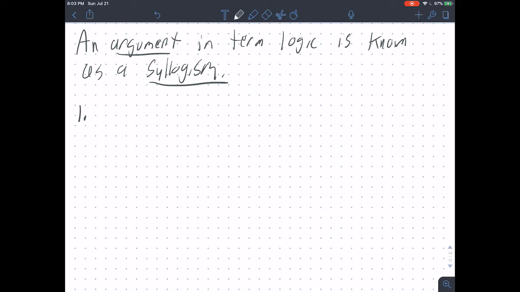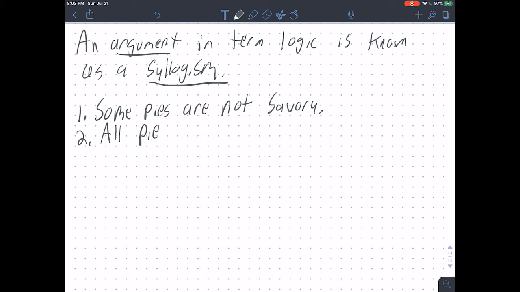So let's consider this syllogism. Some pies are not savory, so all pies are delicious. And then our conclusion is that some delicious things are not savory.